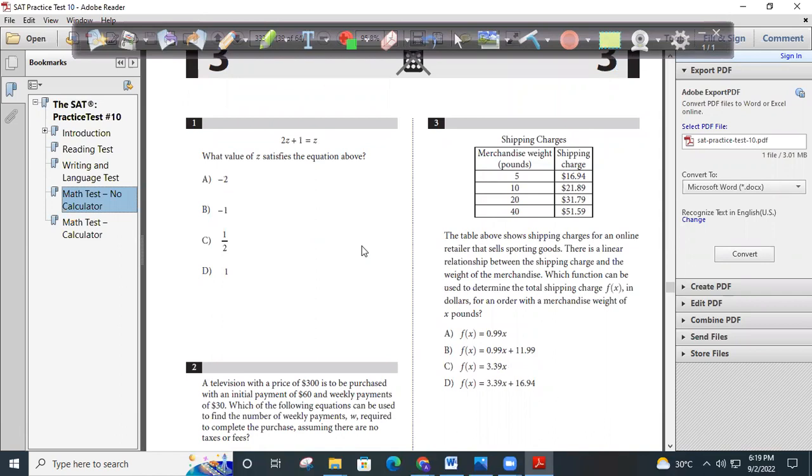See what are the different ways they ask the equation of a line. We'll analyze now. Question number 3: shipping charges, merchandise weight, and shipping charges. Wherever they say linear, it is the same as line. Linear means straight line.